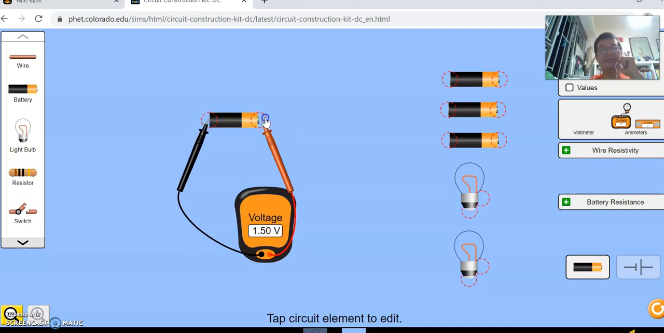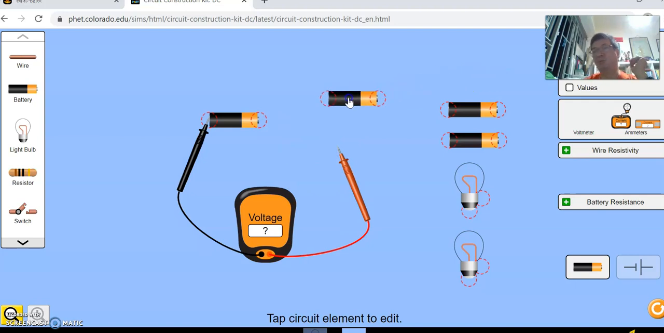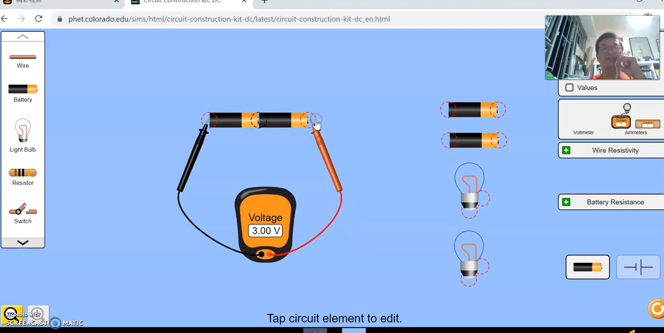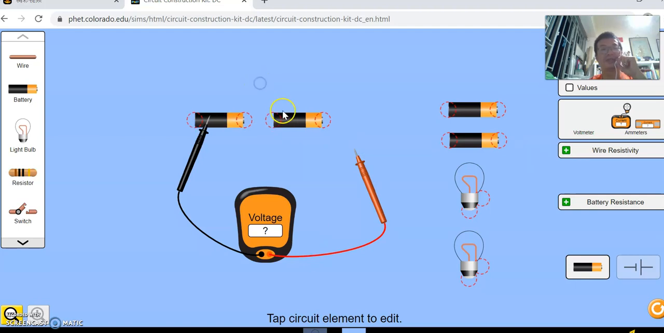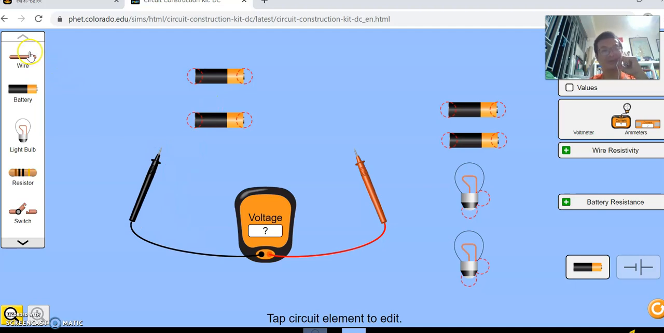So if we put another dry cell in series, 1.5 volt and 1.5 volt in series, we will get 3 volt. However, if we put them in parallel, we'll need a wire to connect these.